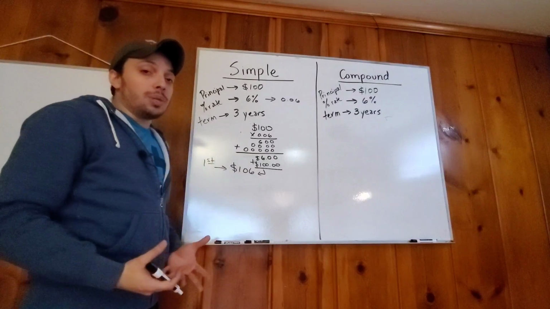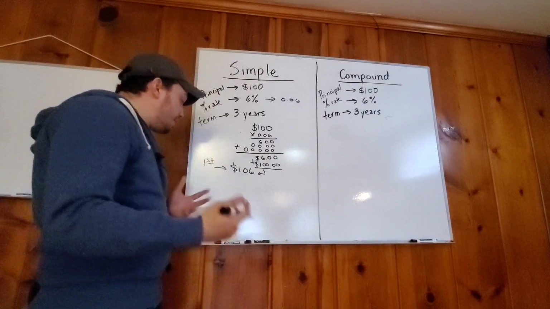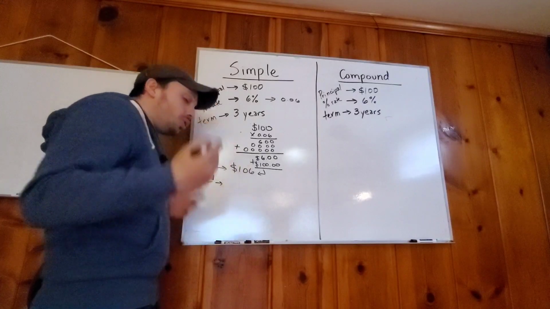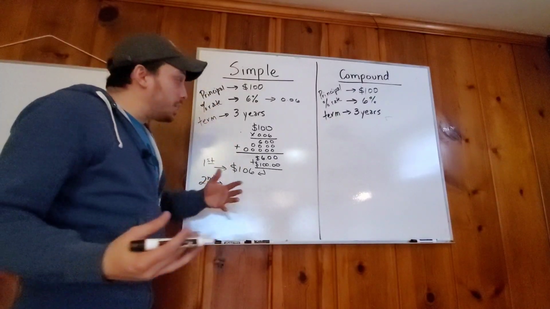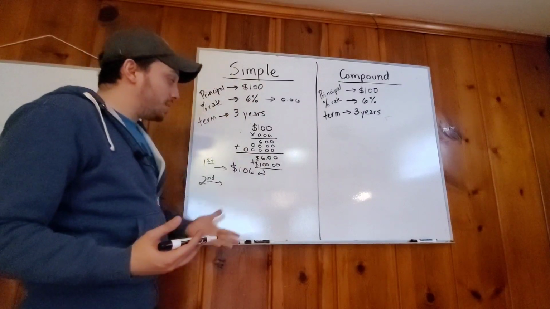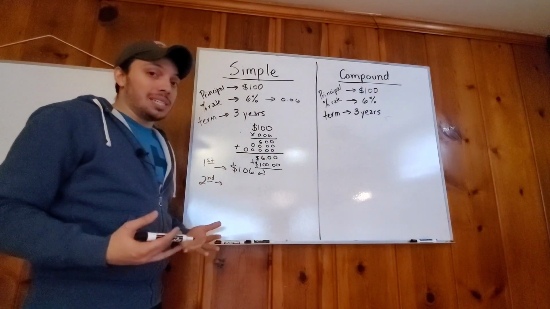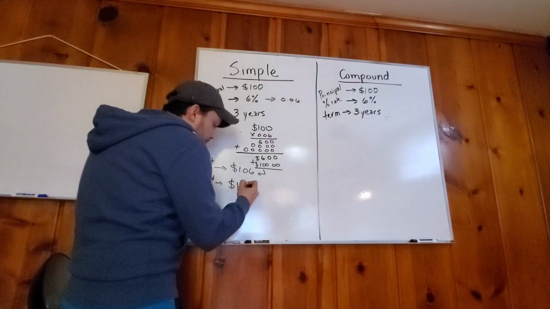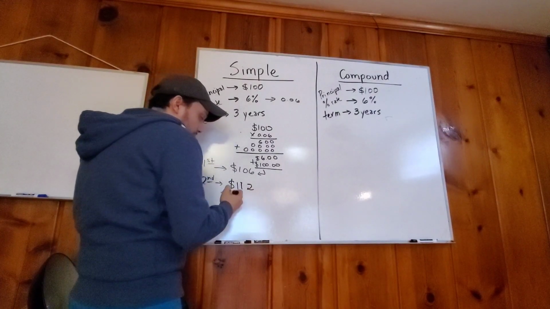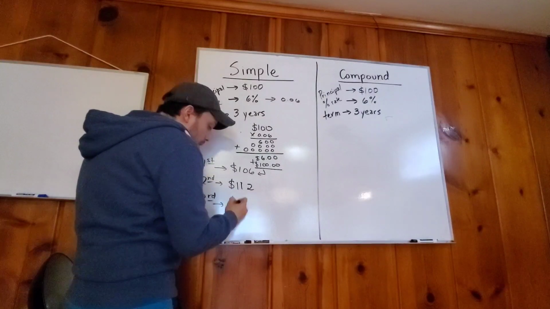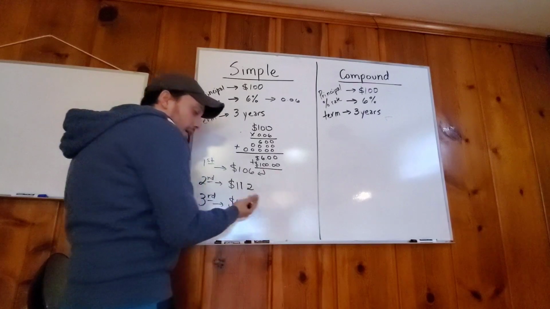But in simple interest, it's so simple that in the second year, you're still going to get the same 6% based on the principal, on the original amount, which we know is $6. So what is $106 plus $6? It's $112. And the third year would be $118. And that's it.